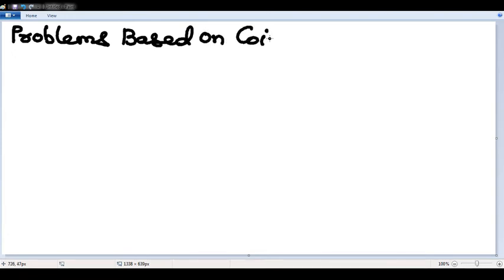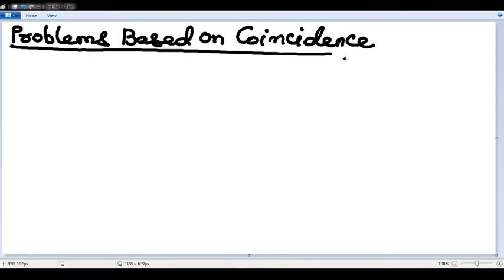Problems based on coincidence. Here we will write the root cause of the problem. Both the hour and minute hands will coincide after every 65 5/11. That only we will use. I will first tell you the textbook method, then I will tell you the optimal method.